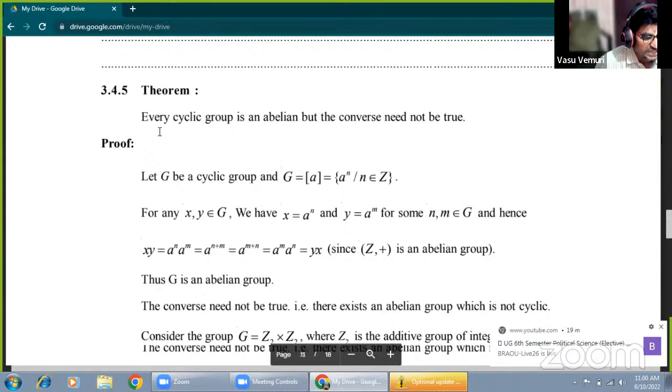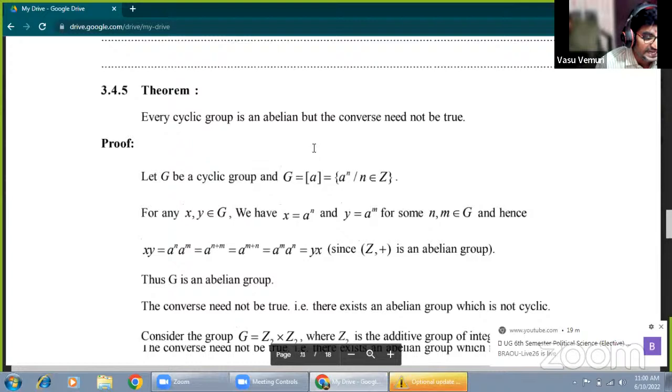Okay. First of all, let G under multiplication be a cyclic group. Let a be the generator, so capital G equals generated by a. Now, in set notation, it is the set of a power n, where n is an integer. This is the cyclic group of this set. Now, this is the notion of the cyclic group.